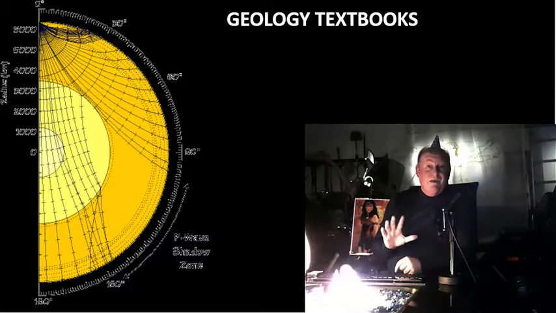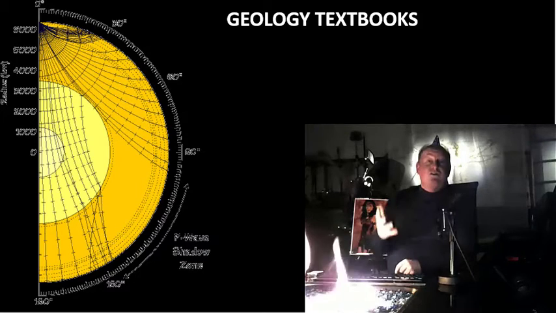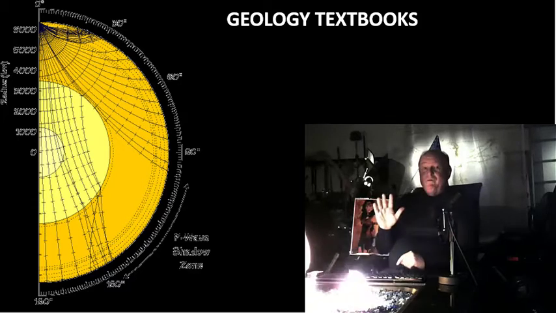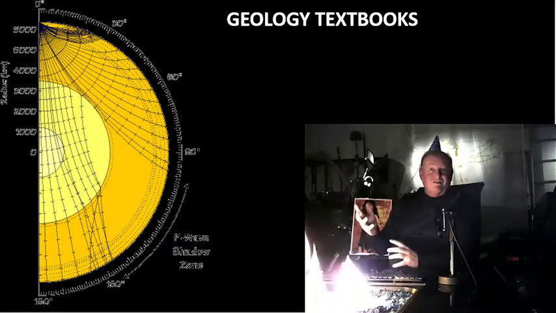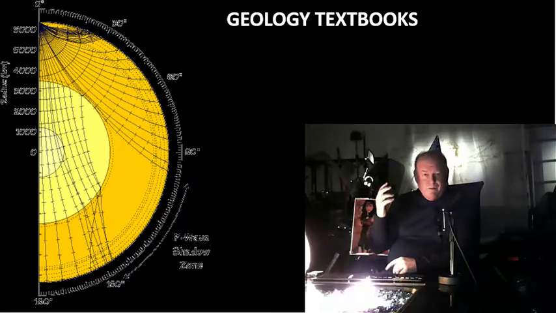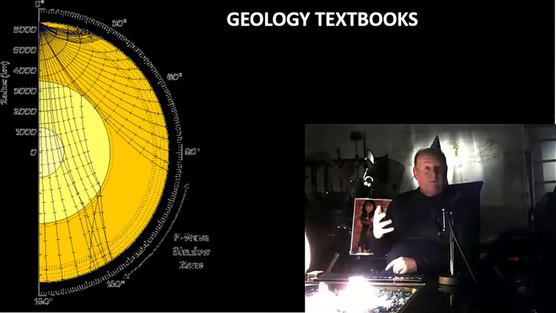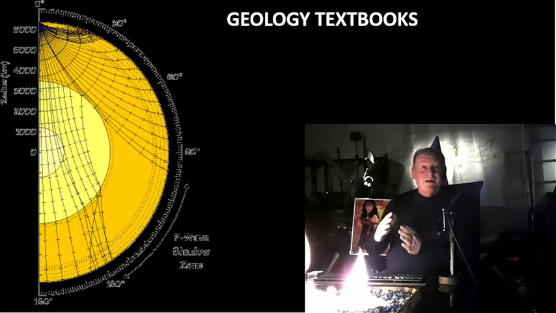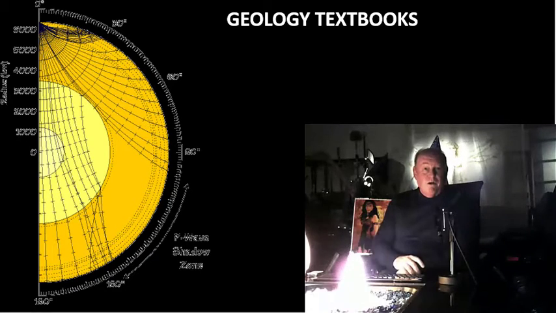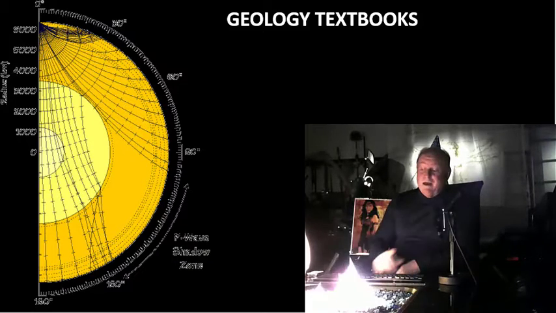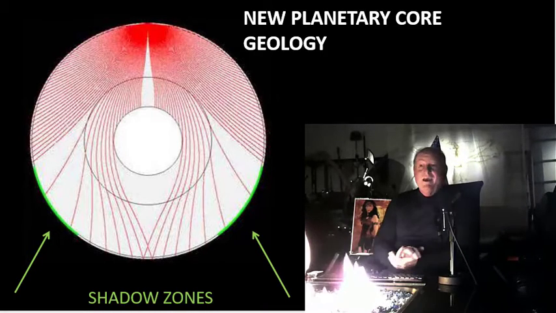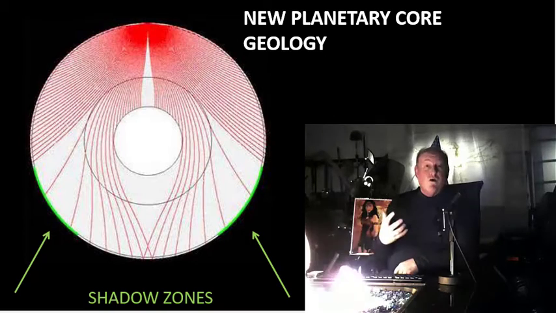What has been done is we have reversed that way of thinking. In other words, we've used the same exact data, and what we've done is we've done it in reverse. Instead of picking up the data from the point of the earthquake, we pick up the data from where it appears at the other end. And then we follow the data back to the point of the quake. When we do this mathematically, this is what the model looks like. As you can see, there are no shadow zones in this model. This is the new planetary core geology.